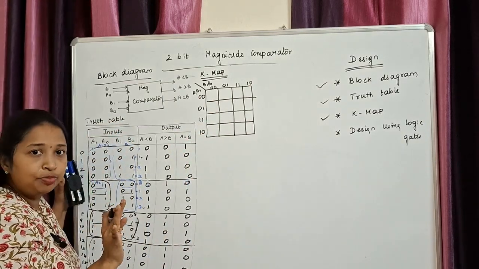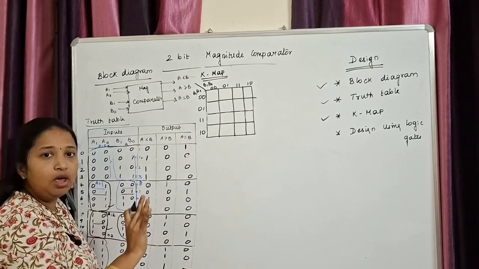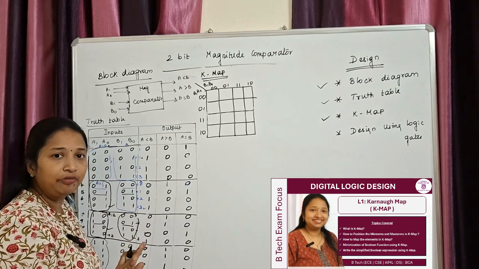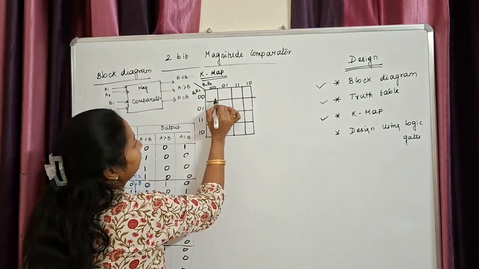By now, I assume you are clear with how to do the K-map, how to position the numbers, how to do the numbering and all. If you still have any doubt, I'll give the link of my K-map lecture in the description box. Kindly refer to it and then come here so that it will be easy for you to understand. Clear?